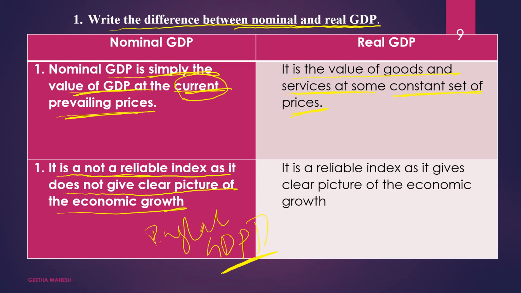But real GDP is a reliable index as it gives a clear picture of economic growth, because we consider the quantity of production. Whether the quantity of production of goods and services has increased between one period and the present period is shown by real GDP, as in both periods we are taking constant prices. But nominal GDP won't show this. Even just a rise in price shows that the GDP has increased.